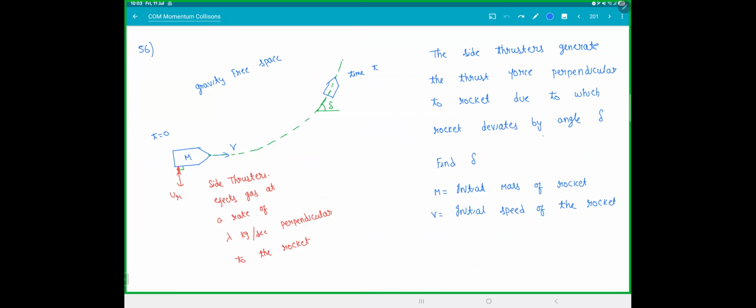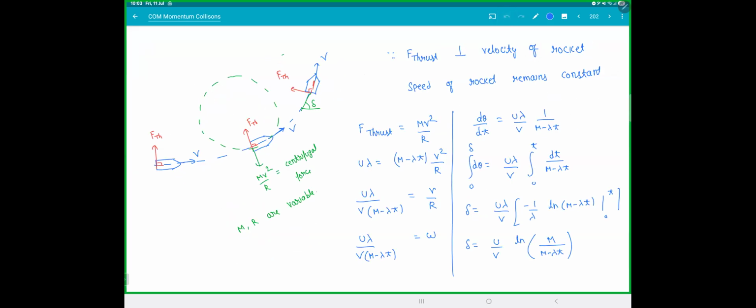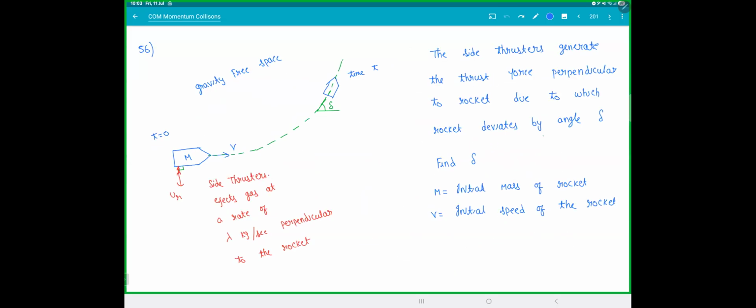Theta is the deviation. In small time dt you deviated a small angle d theta. In the next interval you deviated d theta again. You're adding all those deviations. And if you see, we did something similar here. This was actually more messed up because mass was changing with time. You got a log function. This was a much tougher one than that. You should definitely go through this question. This is the last question in center of mass collisions.